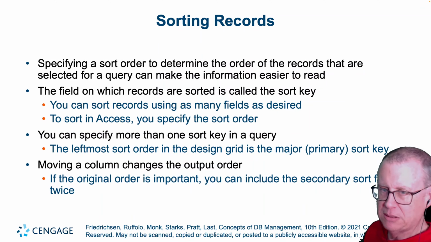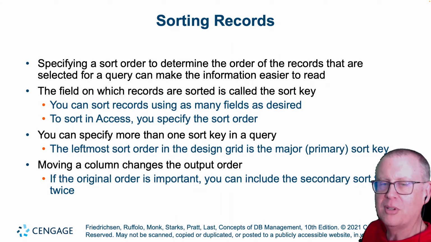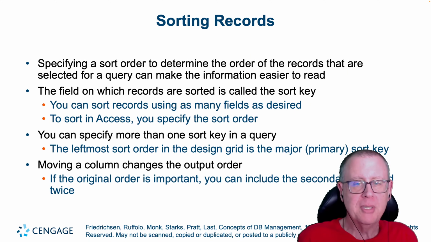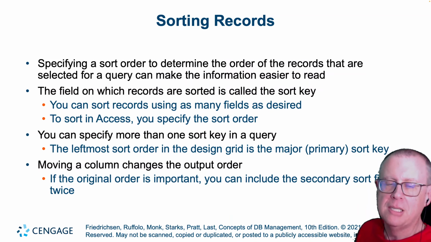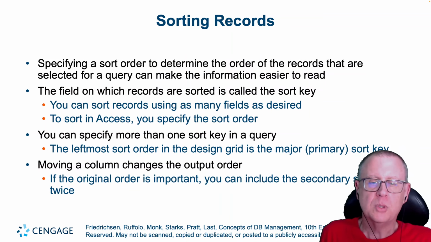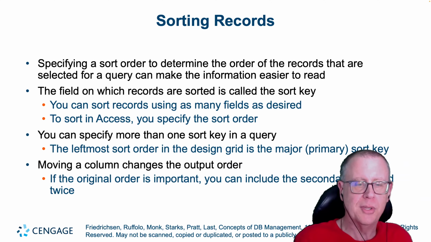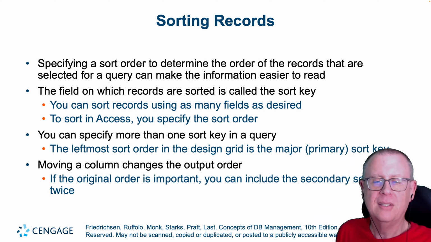And you may need to check what the primary sort field should be and what the secondary sort field should be. For example, you could sort first of all by salary and then by name, right? In case two people have the same salary, then you want to decide what order they're going to be in within that single salary.